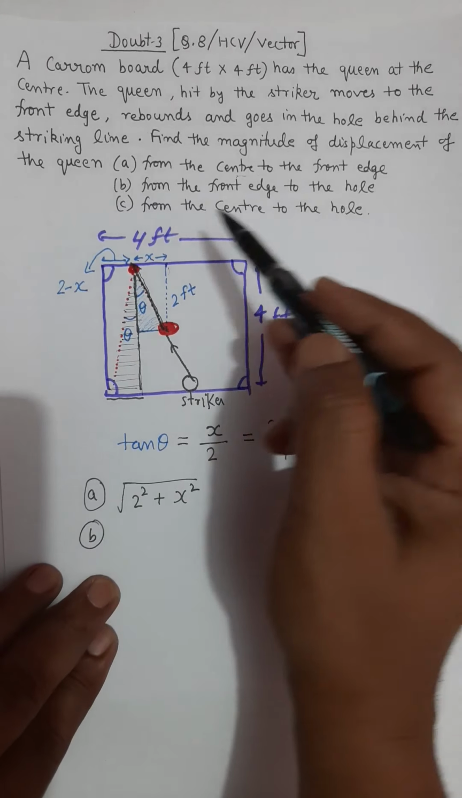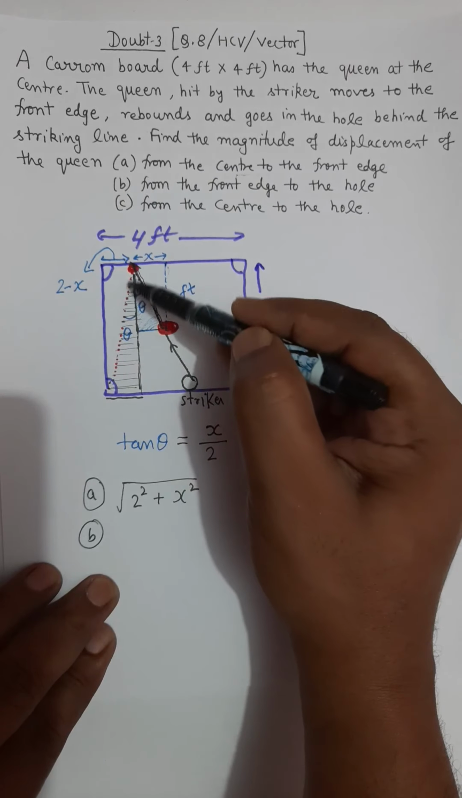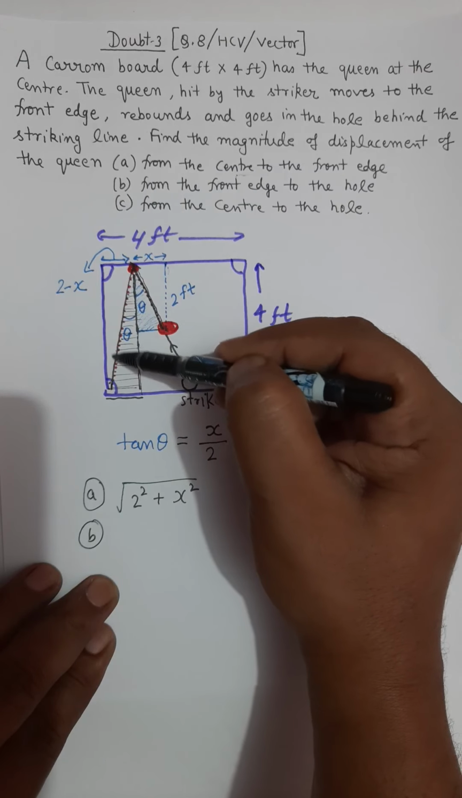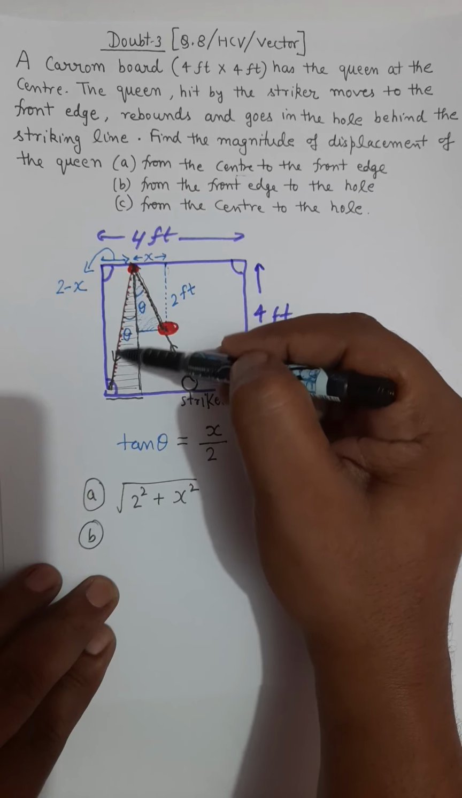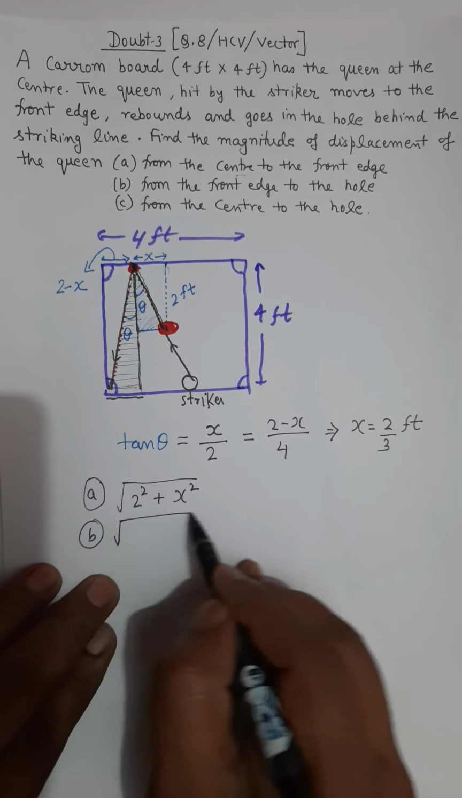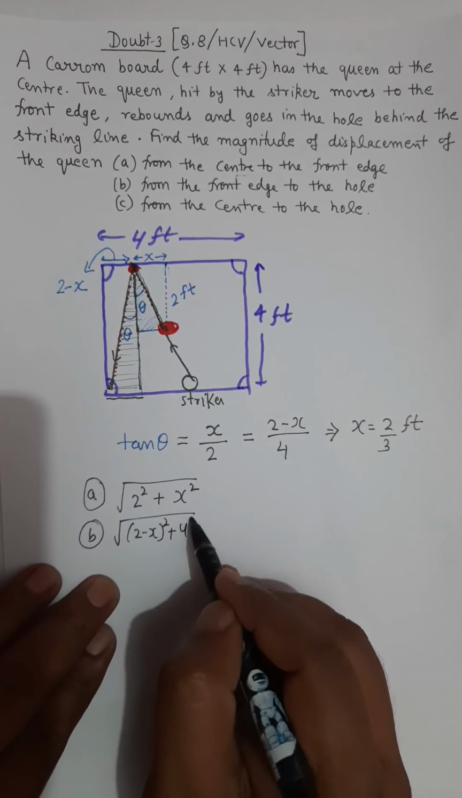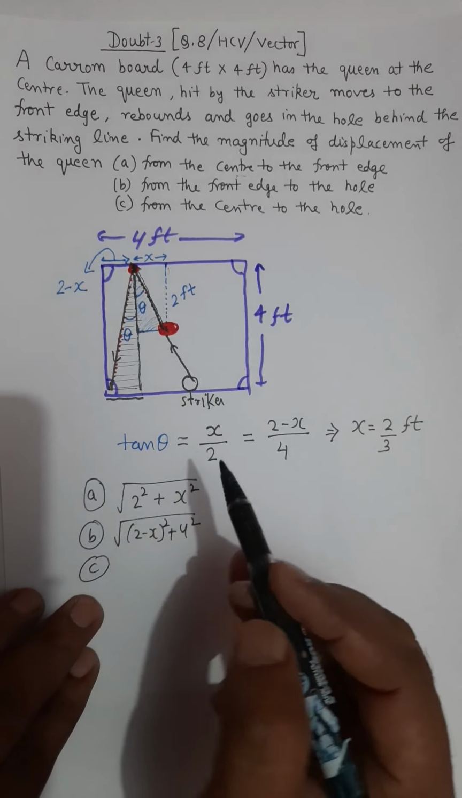B. From the front edge to the hole, so from front edge to the hole is this distance, and this distance can be obtained by the Pythagoras theorem again, which is square root of (2 minus x) square plus 4 square.